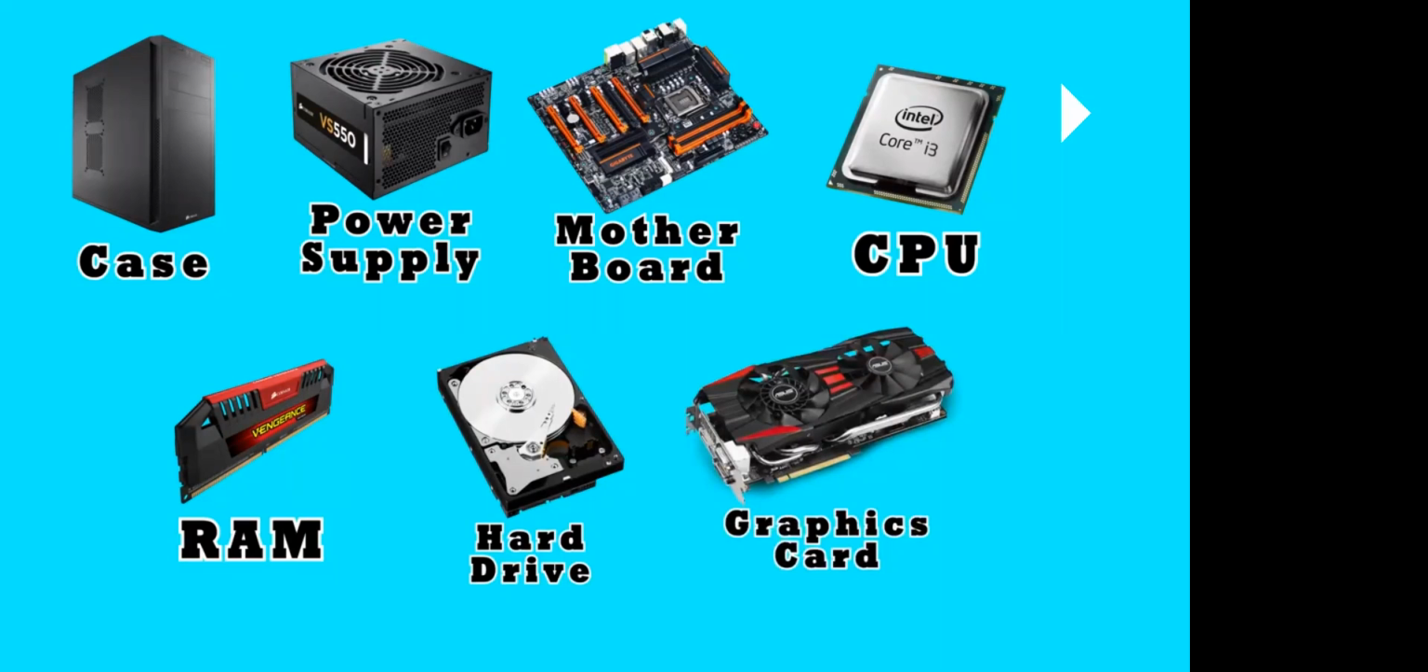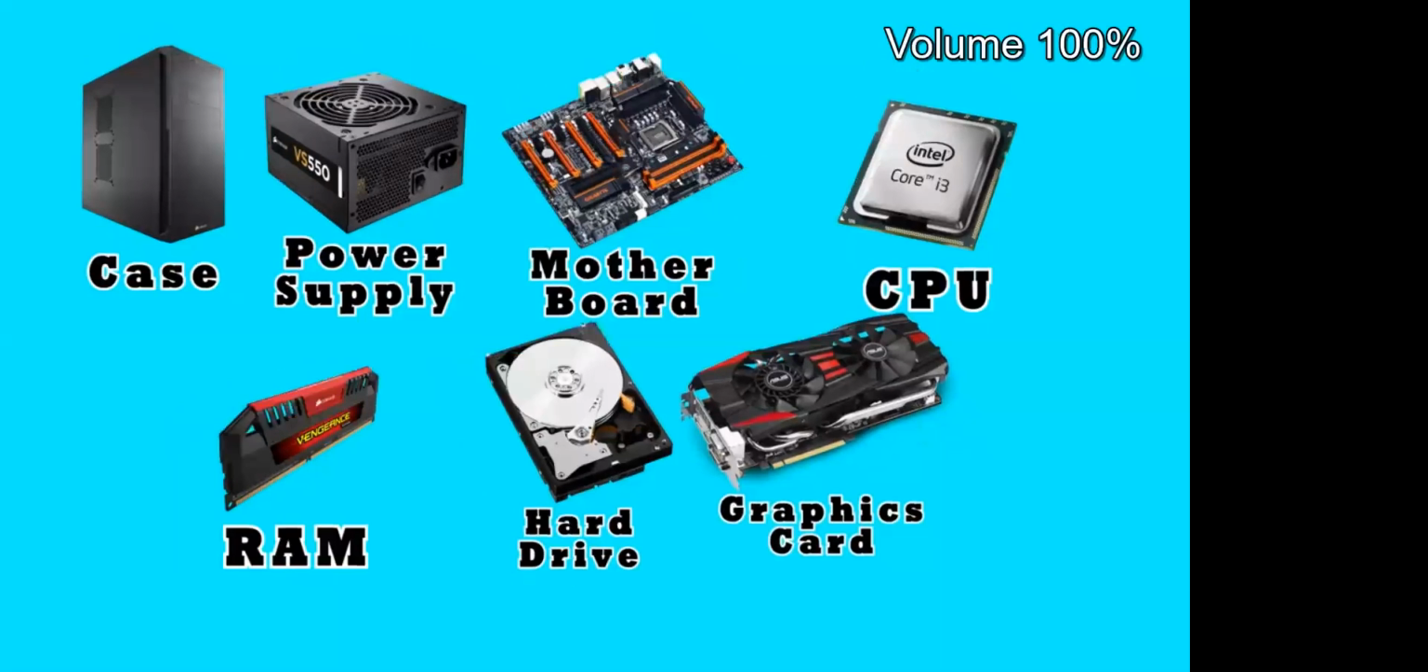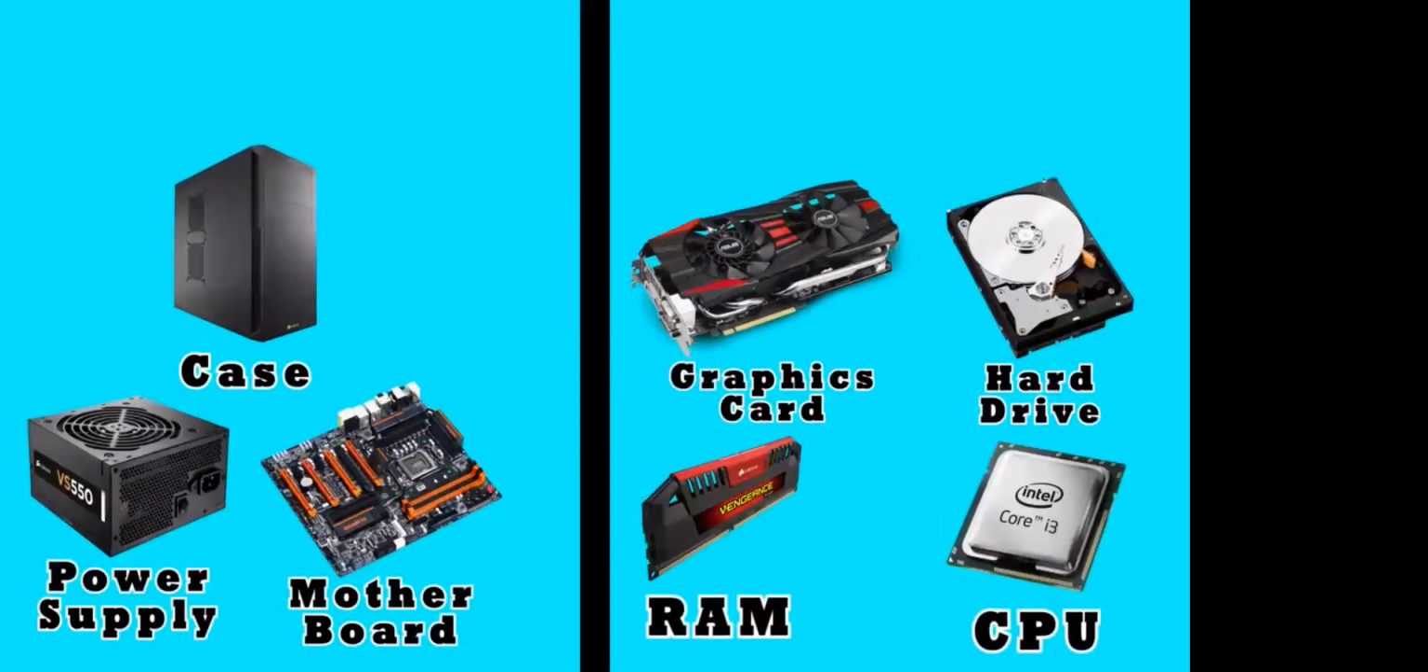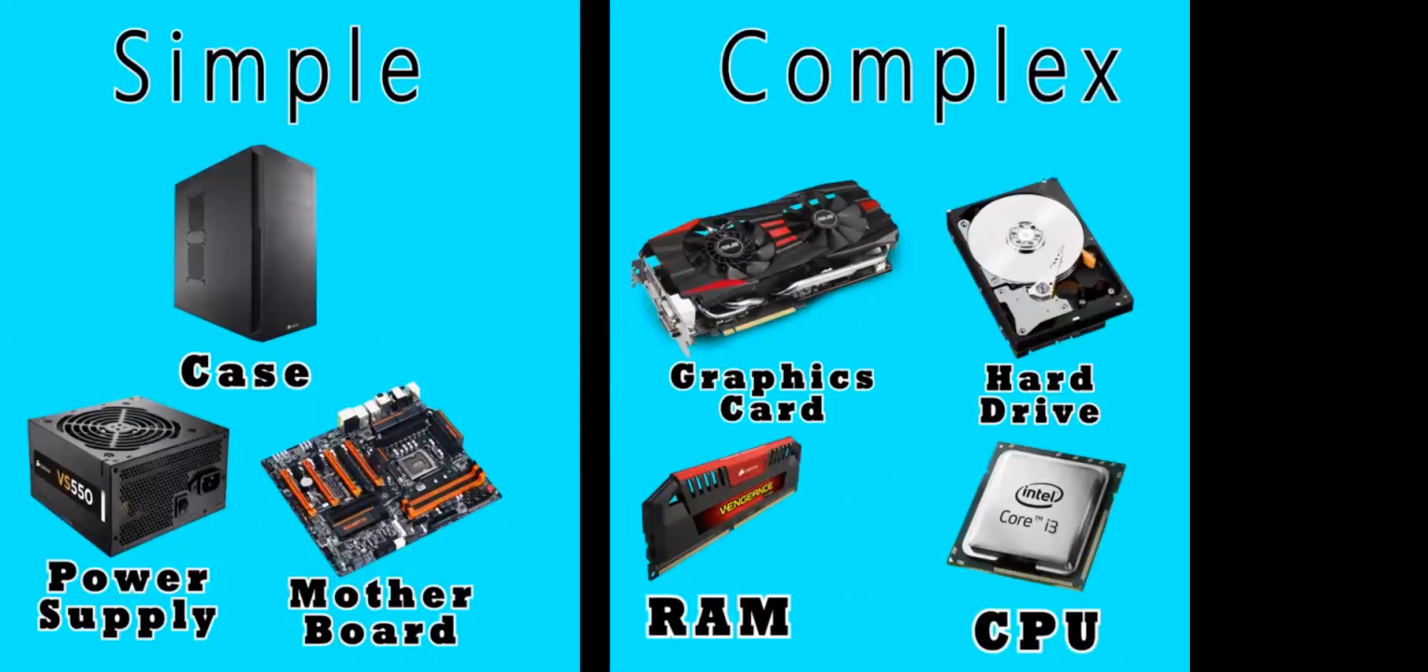The computer may seem daunting at first, so let's separate these into 2 categories: simple ones and the more complex ones. Okay, so we can divide it into two main types. One is simple components and another one is complex components.